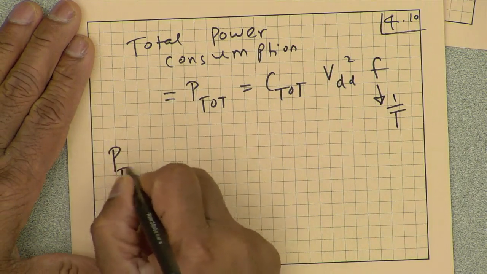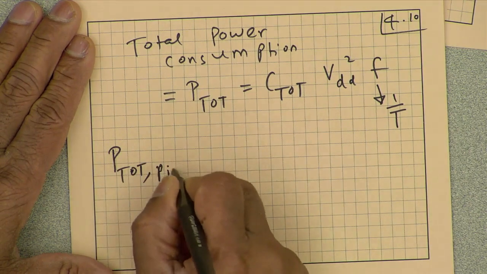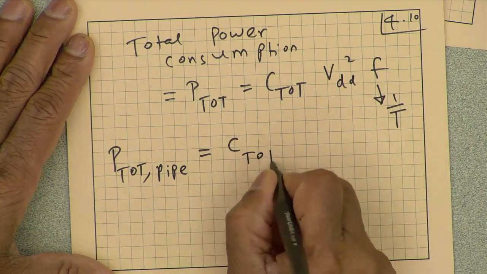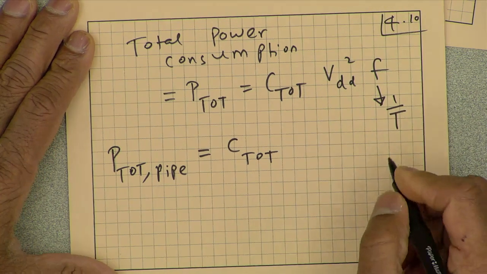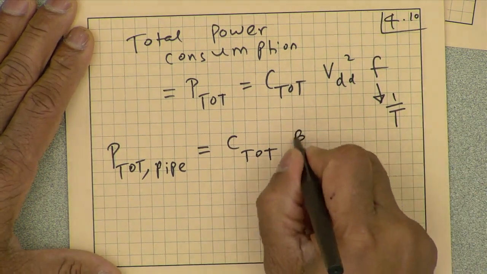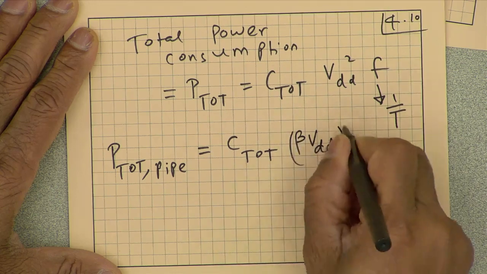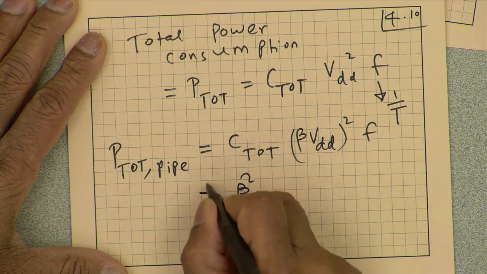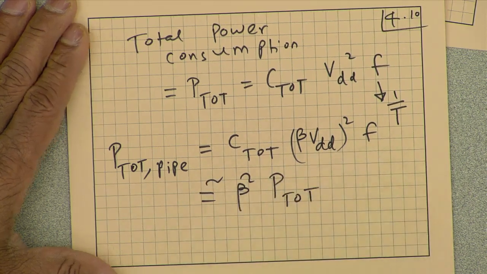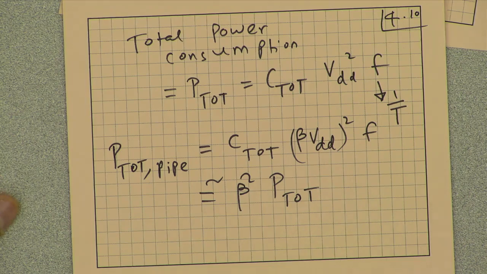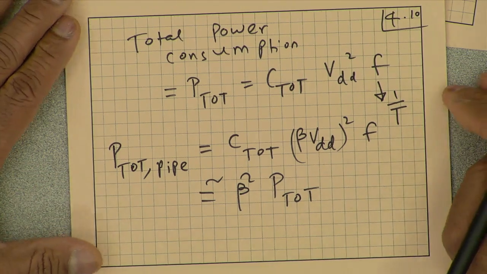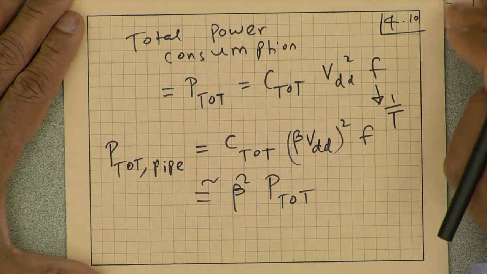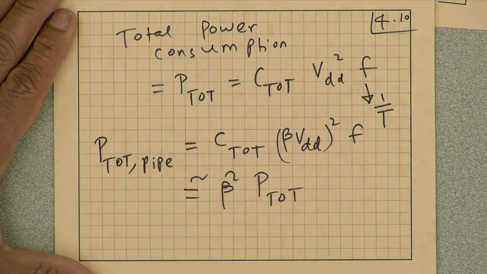Now, P total in the pipelined system is still the total capacitance consuming power times beta VDD, the new supply voltage, whole squared, times the same frequency f. That means this is roughly beta squared times the original P total. So if beta is 0.6, the original power is reduced to 0.36, which is a reduction of 64%.